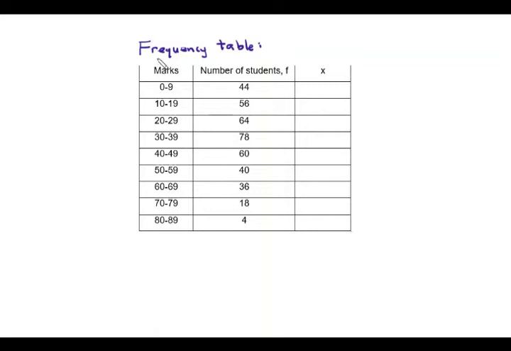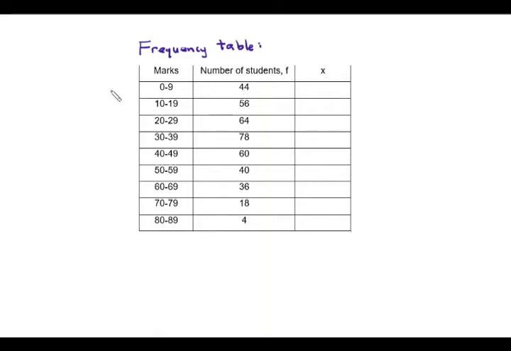First of all, let's form a frequency table. The first column consists of students' marks. The second column consists of the number of students, or frequency. The third column is the midpoint for each class interval. How to find the midpoint?